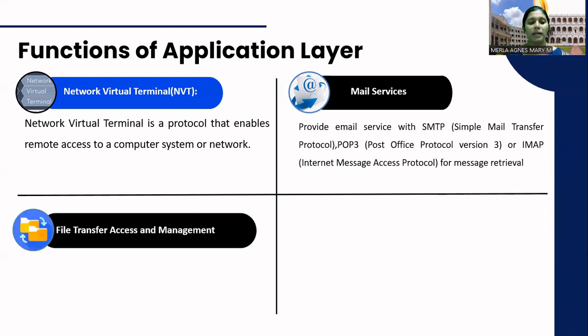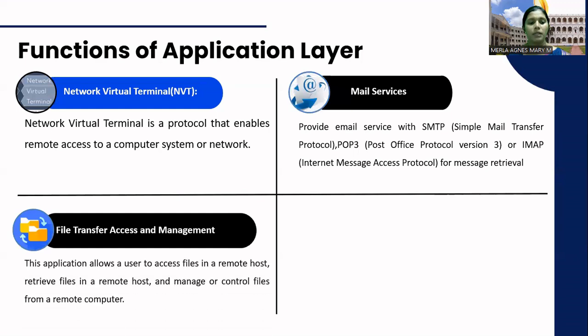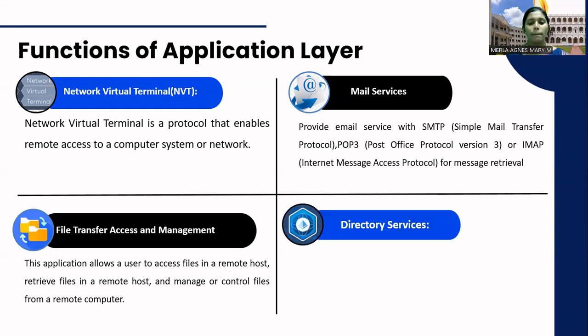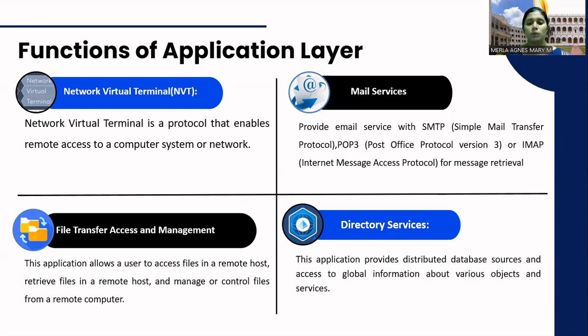And the third is file transfer, access, and management. This is used to allow the user to access a file in a remote host, retrieve the files, and manage or control the files on a remote computer. And the last function is the directory services. This is used to distribute the database sources in the global information. It is also used to store the data about the various objects and the services.